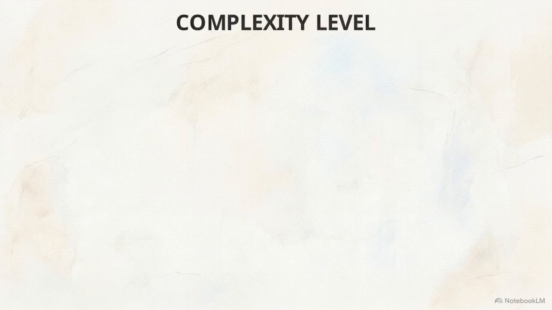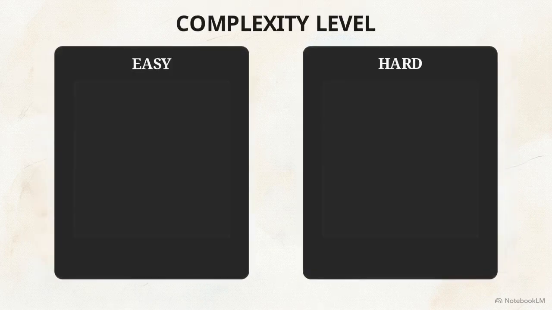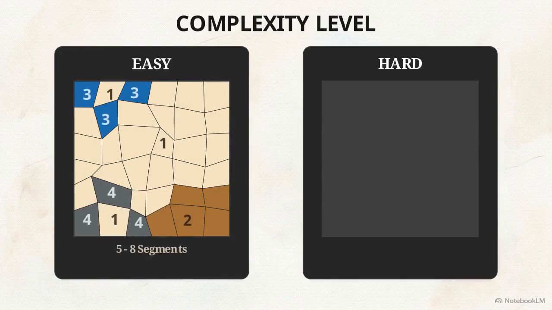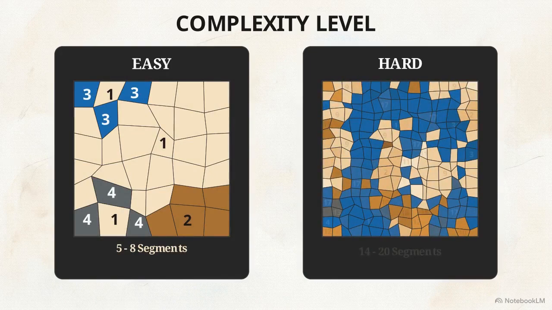This matrix shows your final and most important variable, the complexity level. This setting places a strict mathematical limit on the colors the algorithm will generate. Easy applies a rigid 5 to 8 segment limit, while hard allows for 14 to 20 distinct segments.